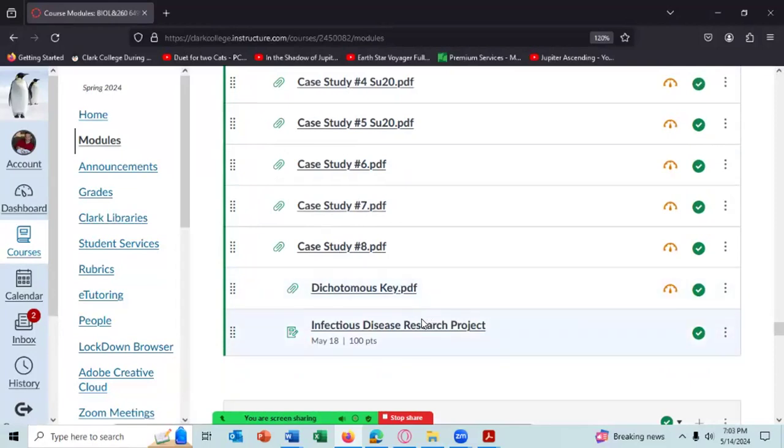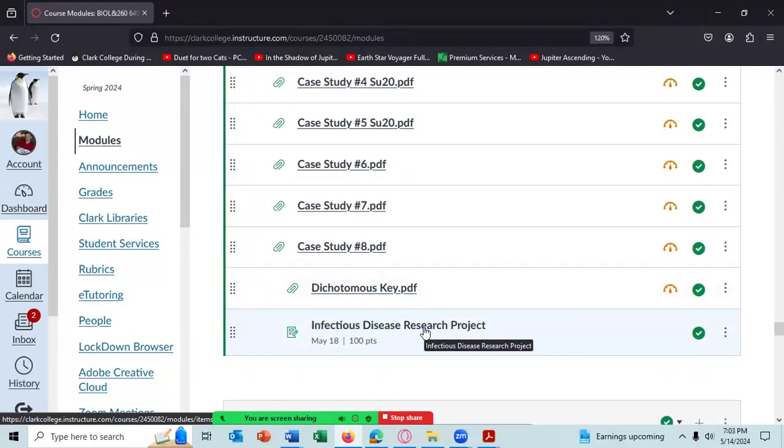And let me also remind you, the infectious disease research project is due this Saturday at 11:59 p.m., May 18th. And this is a 100-point project. I think there are a few students who still have not cleared with me what their project's going to be. So if you need to clear with me what your project can be, you cannot simply choose a topic. You have to choose a topic that I agree with and one that somebody else has not taken. Otherwise, you'll get a penalty. Any questions about anything?